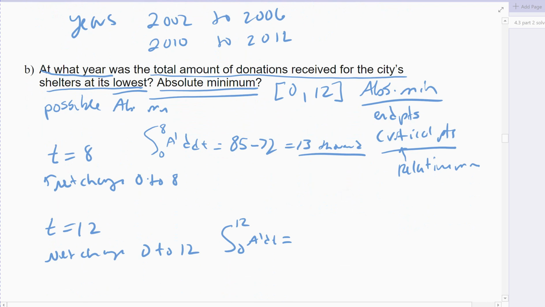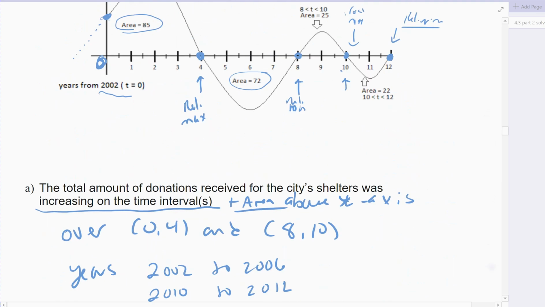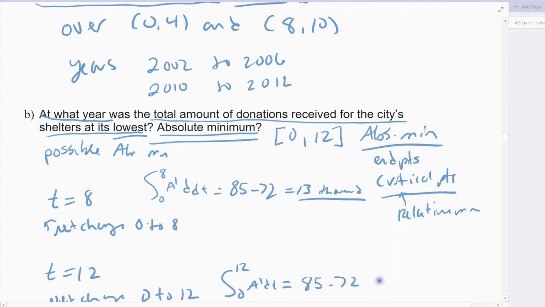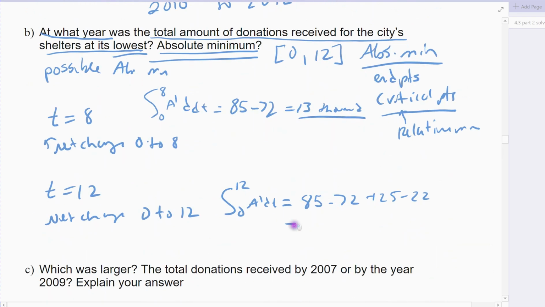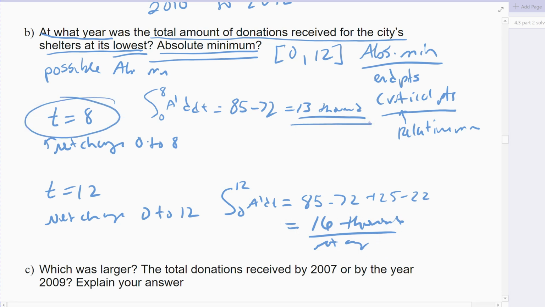All right, well then let's compare that to 12. Again, I actually have the same two numbers, 85 minus 72, and then I have to add 25 and subtract 22. Just based on that, this is going to come out a slightly bigger number. Not a lot bigger, but slightly. It comes out 16,000 as its net gain. So they're both minimums, they would both be dips down in my donations. But 8 dips lower, right? There's only 13,000 net gain at that point versus 16,000. So there's only a $3,000 difference.